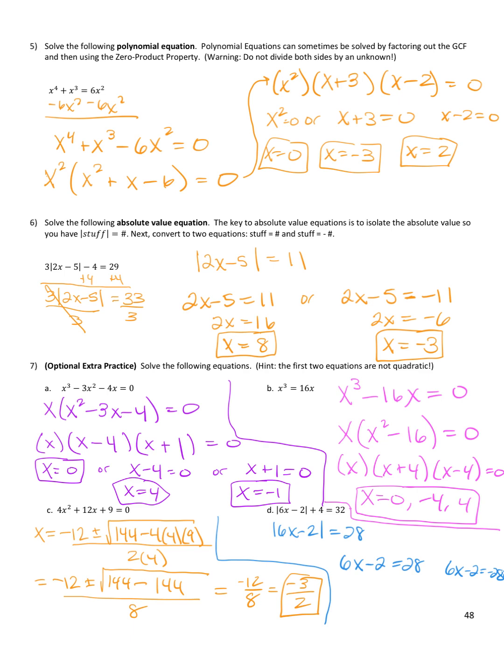So 6x minus 2 equals 28. Add 2 to both sides, and I get 6x equals 30. Divide by 6, so I get x equals 5. There's one solution. And then 6x minus 2 is -28, so I'm going to add 2 to both sides, and I get 6x equals -28 plus 2 is -26. Divide both sides by 6, and I get x equals -26 over 6. That's a little annoying. It reduces to -13 over 3.